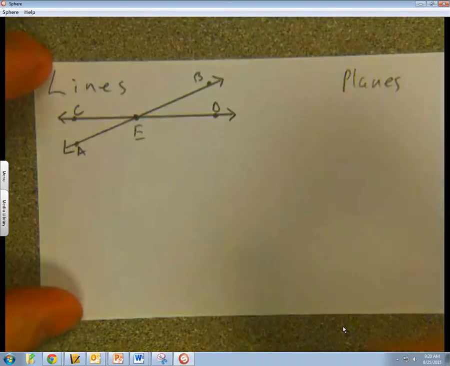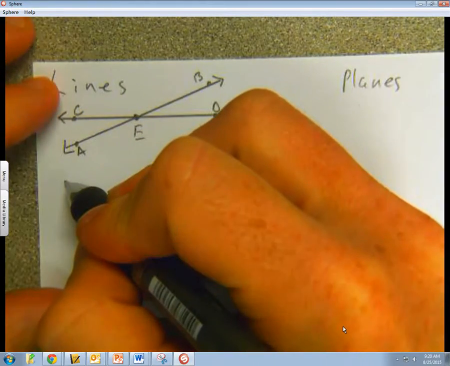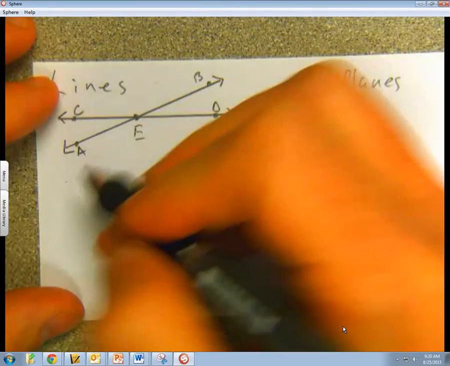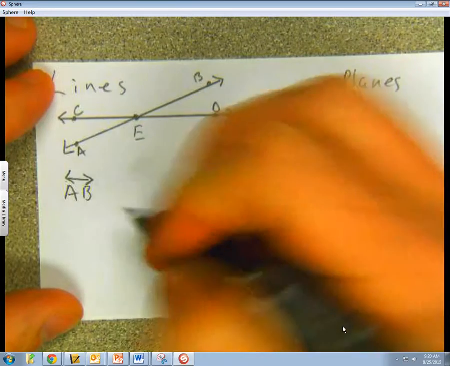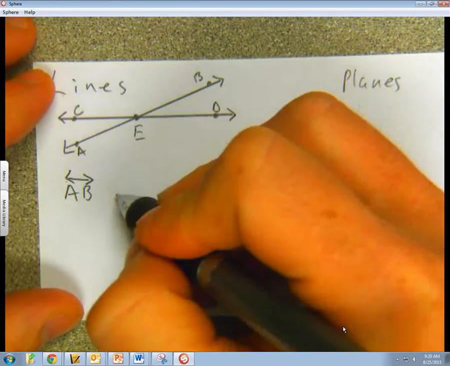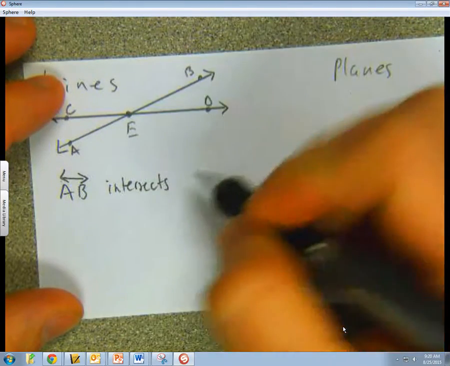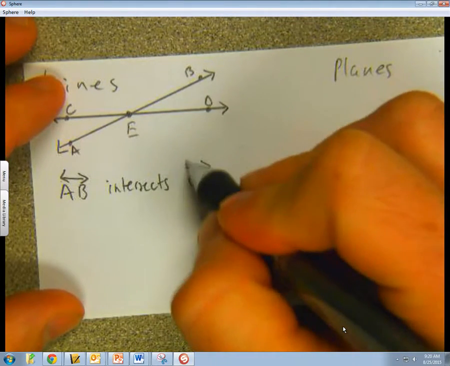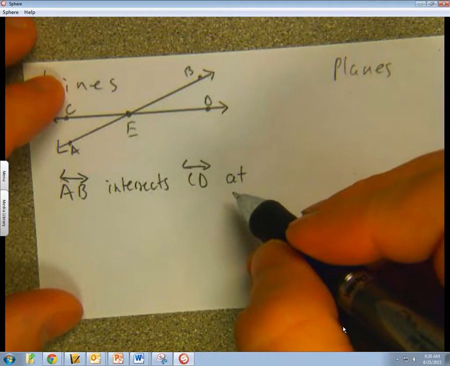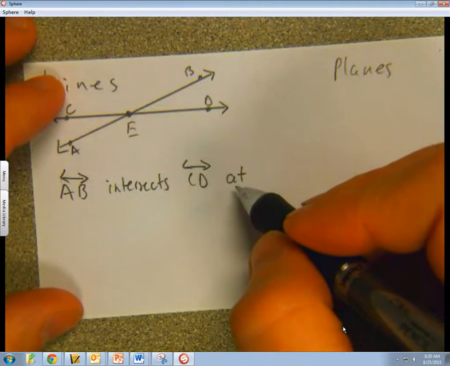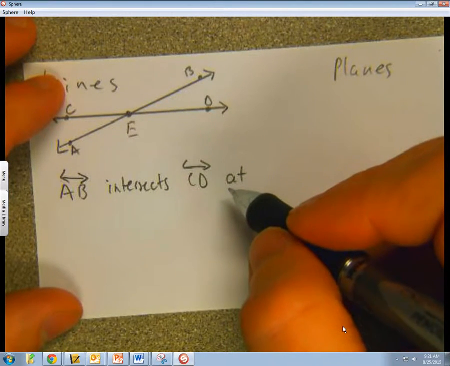So let's say, we'll use some math notation. AB. There's no shorthand here. AB intersects CD at, and please write the at. This is not a text conversation or an Instagram feed, or Twitter account. AB intersects CD at E.